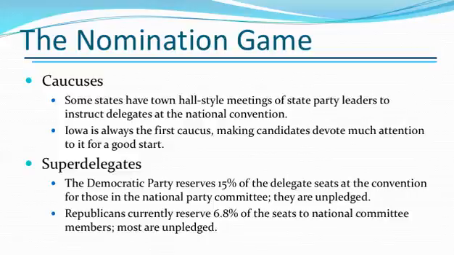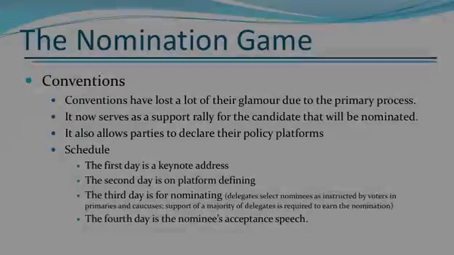Now, Republicans currently reserve about 6.8% of their seats to National Committee members. They're not called superdelegates. We're more likely to call them unpledged. So there are some delegates at the Republican National Convention that can kind of make the decision on their own and not be pledged to vote in a way that the primary or caucus voters instructed them to. All right, so that's superdelegates.